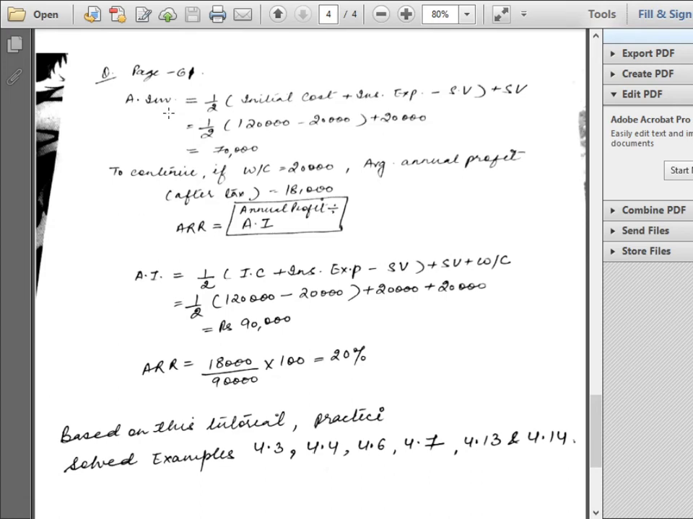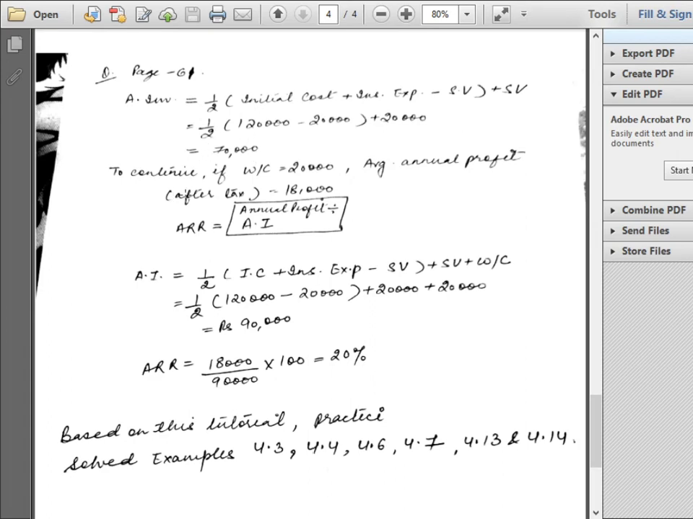The formula for average investment is half of initial cost plus installation expenses minus salvage value, plus salvage value. Here in this question, the values are already given, so we will just put the values in the formula. Half of initial cost, which is 1,20,000, minus salvage value, which is 20,000, and plus 20,000, which is the salvage value added again. Then the amount will be 70,000 rupees.